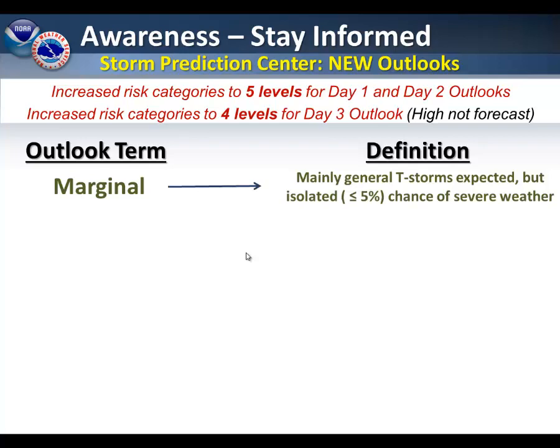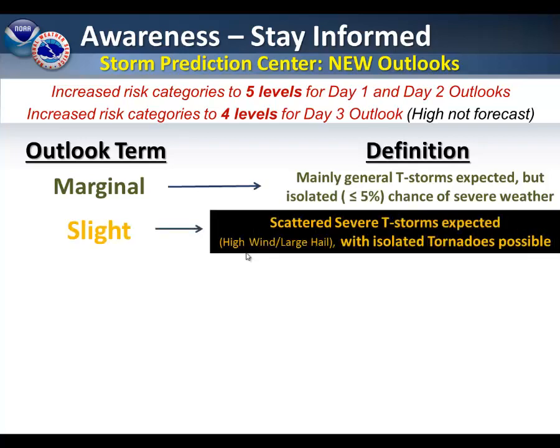The Storm Prediction Center issues these severe weather outlooks, and they have made some changes over the last several months. Previously, there had been 3 categories for the Day 1 and Day 2 outlooks, and these have been increased to 5 levels. And for the Day 3 outlook, this has been increased to 4 levels. One of the new terms that they use in the outlooks is a marginal risk of severe weather. This means that generally thunderstorms are expected, but a few of them could produce some severe weather. Previously on their maps, these have been the areas that were vaguely listed as C text.